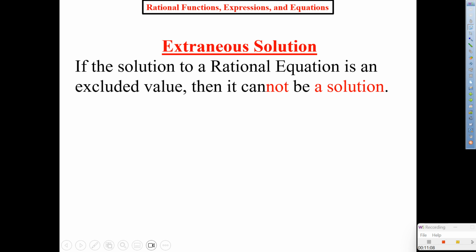Once again, if you solve the rational equation and at the end you go to the excluded values and the solution is an excluded value, then you cannot use it. It's an extraneous solution. Extraneous.